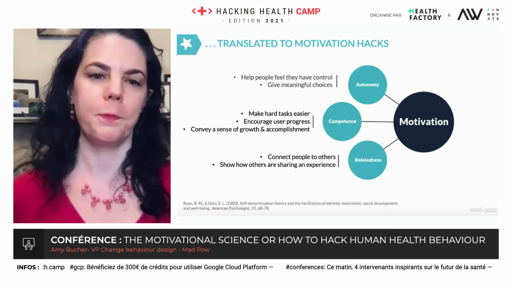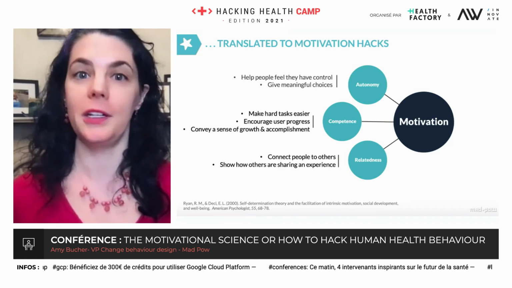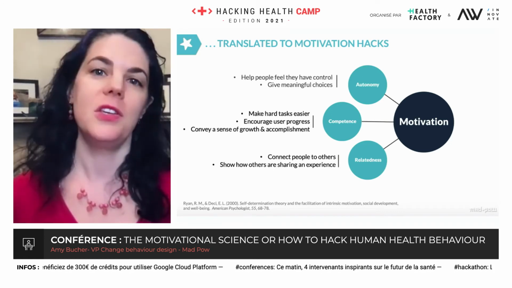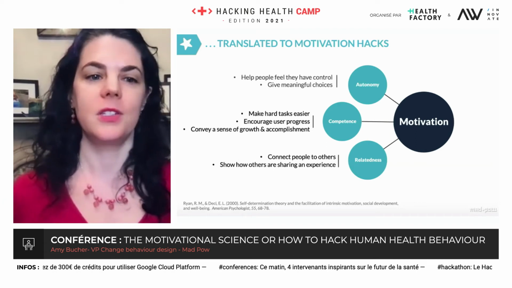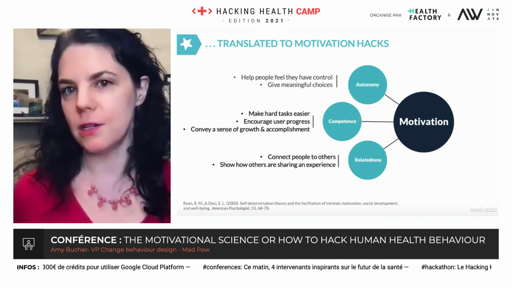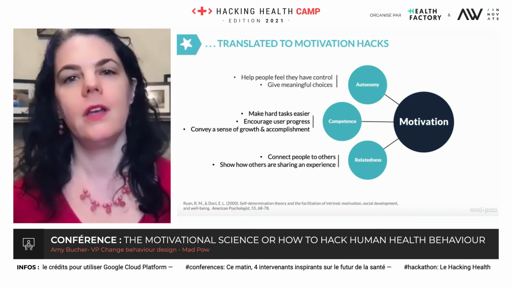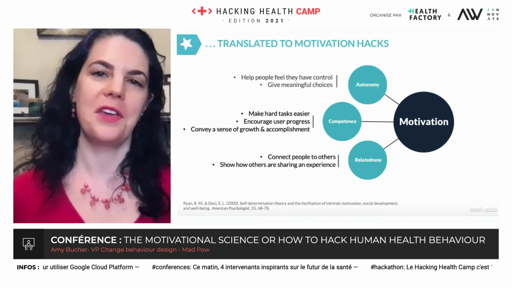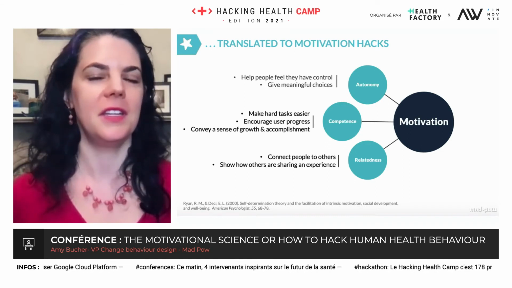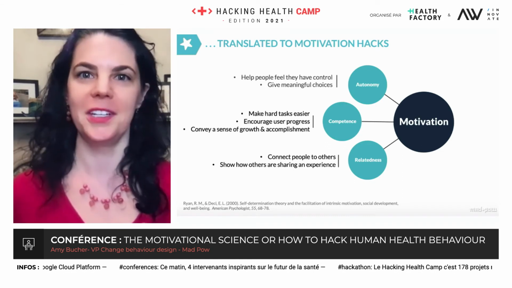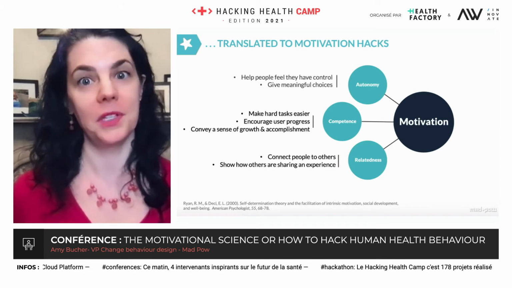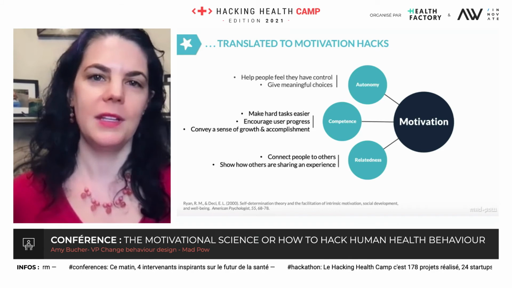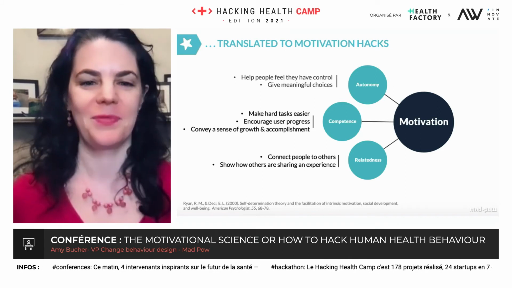For competence, a lot of behavior change is very difficult. We ask people to do big things. So if you can break that down into smaller tasks, if you can make it easier by providing education and support, that supports competence. Encouraging progress. So thinking about a phrase that I hear often in English is progress, not perfection. That mentality, that attitude is really important for competence. And then conveying a sense of growth and accomplishment. Let people know when they've done good.